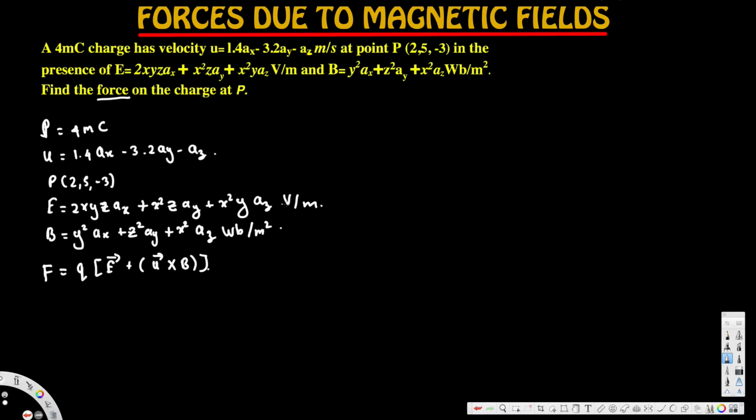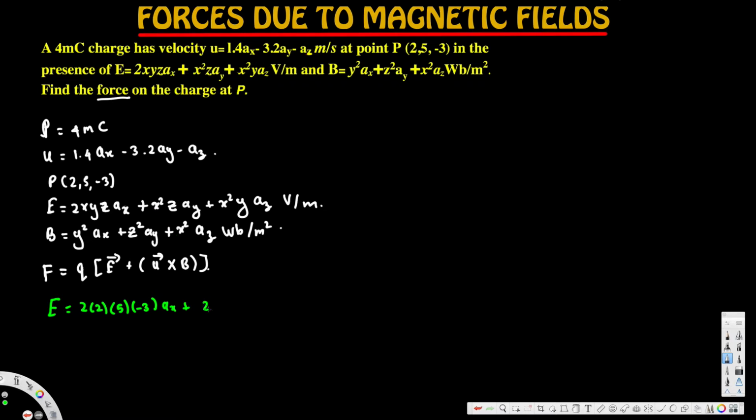Now we have the general formula, and we have the point (2, 5, -3). This 2 is the x value, 5 is y, negative 3 is z. So we can plug this into the electric field and magnetic field expressions and find the electric field and magnetic field. Now let's calculate the electric field first. Instead of x we plug 2, instead of y we plug 5, and instead of z we plug negative 3. We do the same thing for everything.